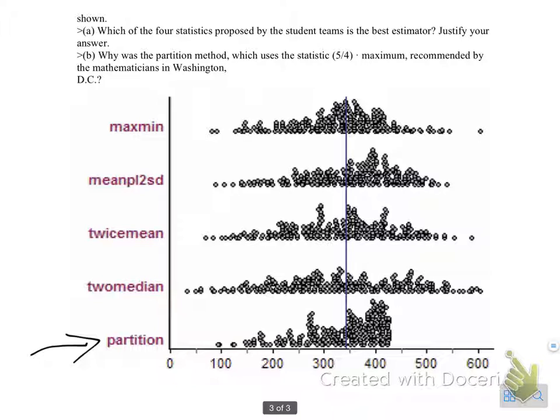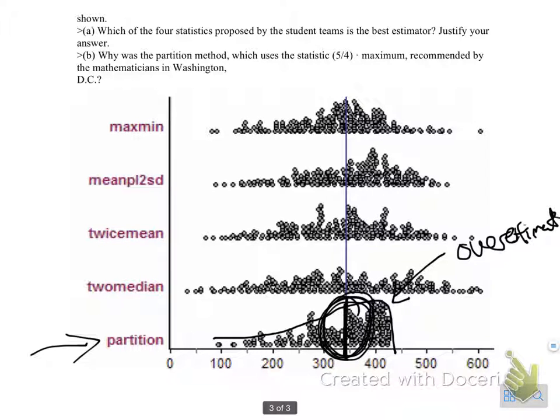So the last one, partition. This one was not something that the kids came up with in the classroom. This is the one that the mathematicians actually used. And the reason why is because it's unbiased. The mean is pretty accurate, it's right about there. It's skewed to the left, and there's very low variability, which means most of the results are going to be in the right area. And the other piece is, even though it's skewed to the left, you're going to be more likely to overestimate.